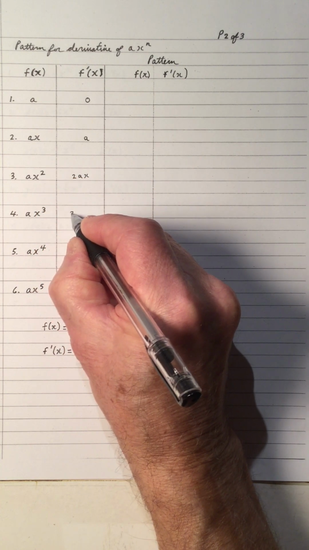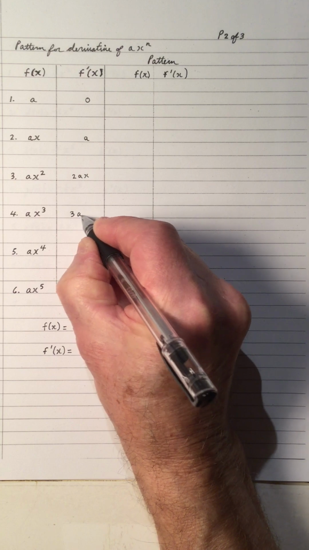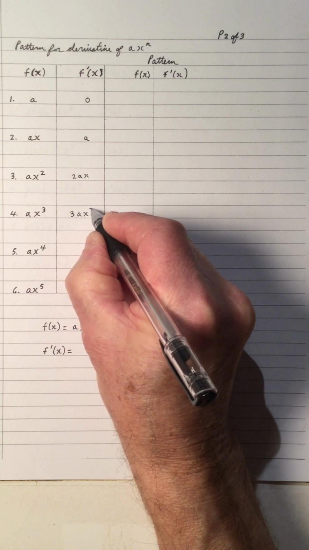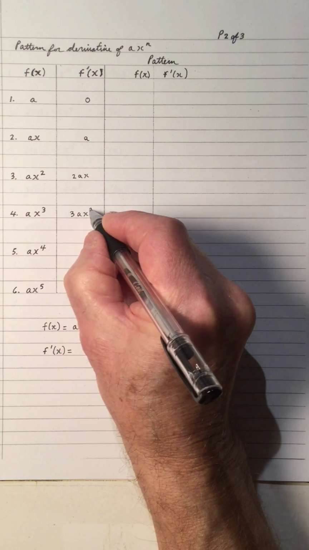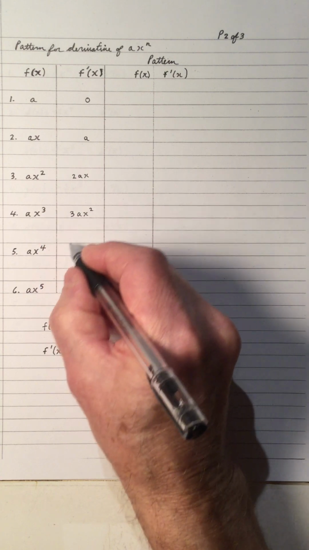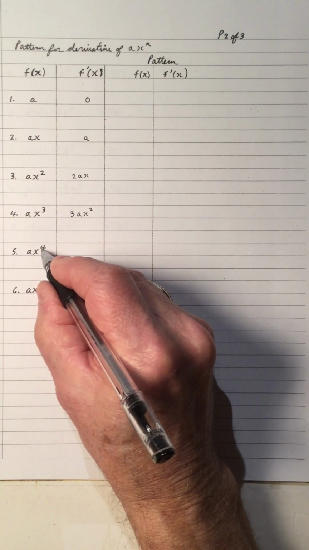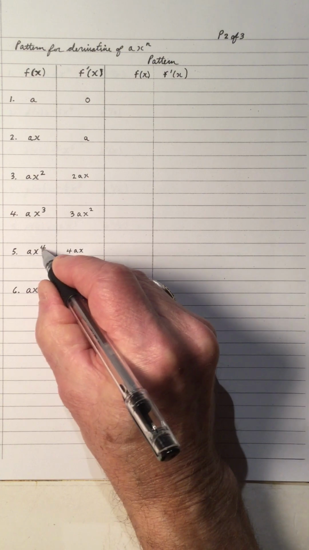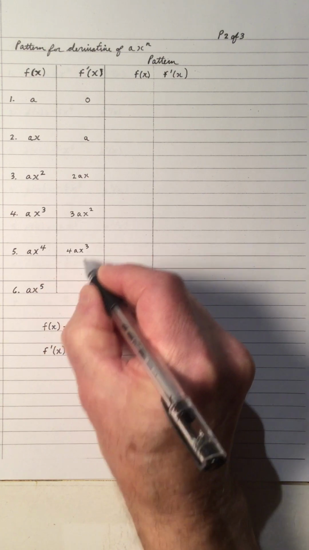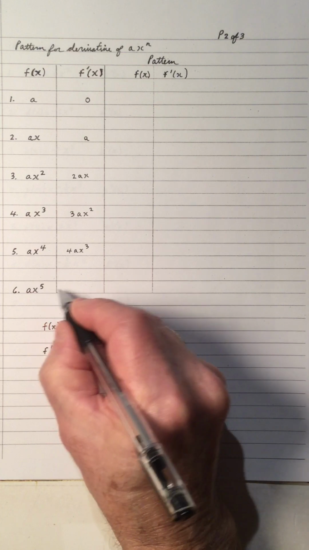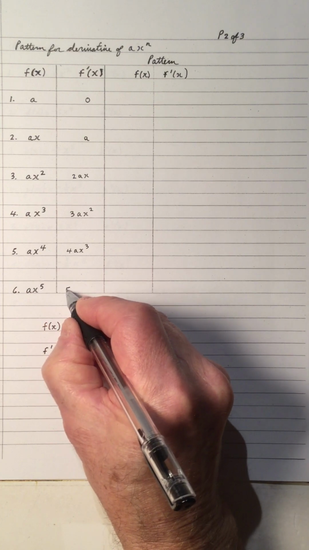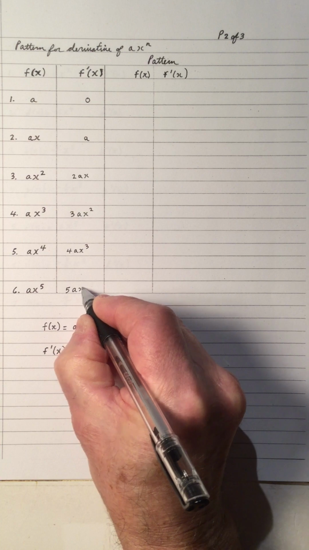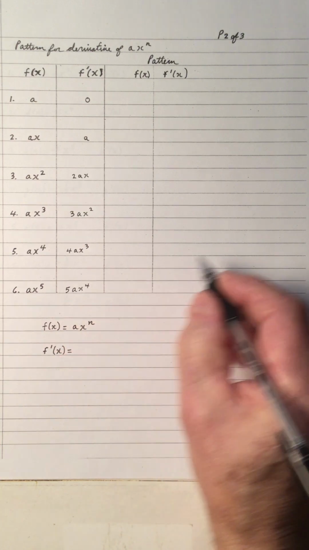And right here we have 3ax squared. Cubic goes to a quadratic. 3 goes to a 2. And right here we got the fourth power, so it's 4 times ax, so 4 goes to a 3. And we have the fifth power, so it's 5 times ax to the 4.